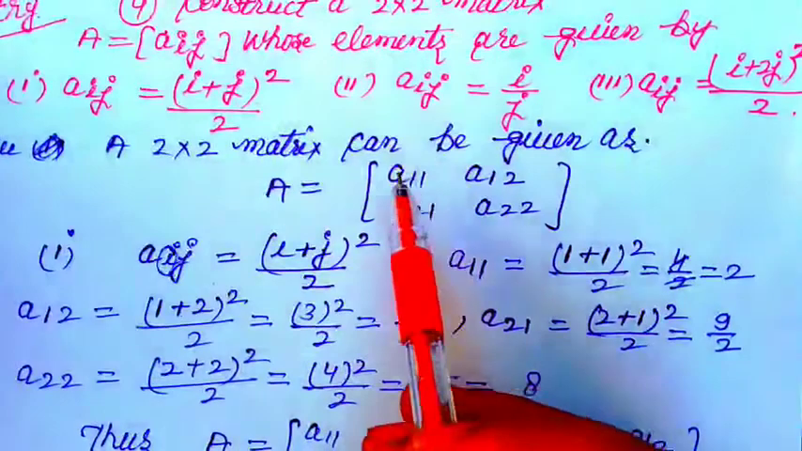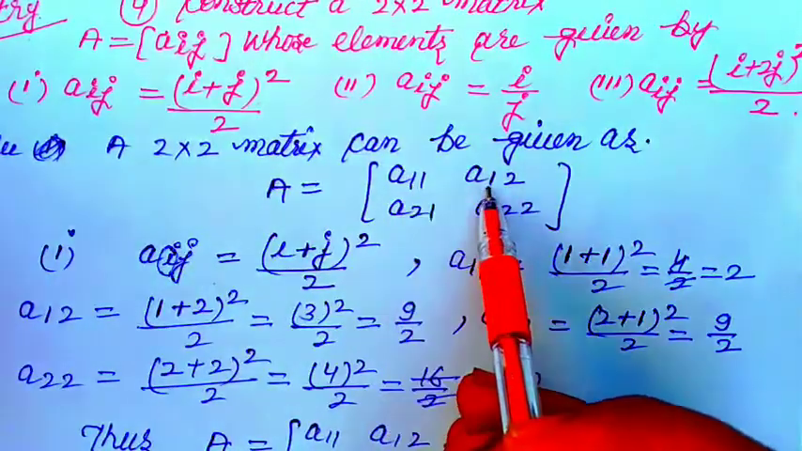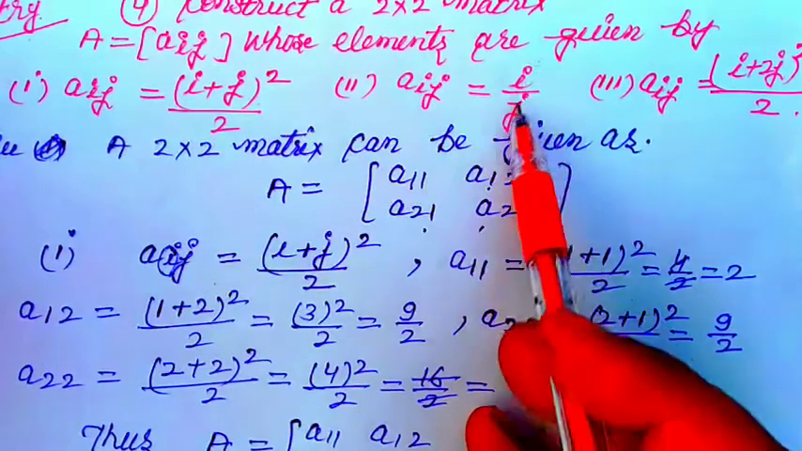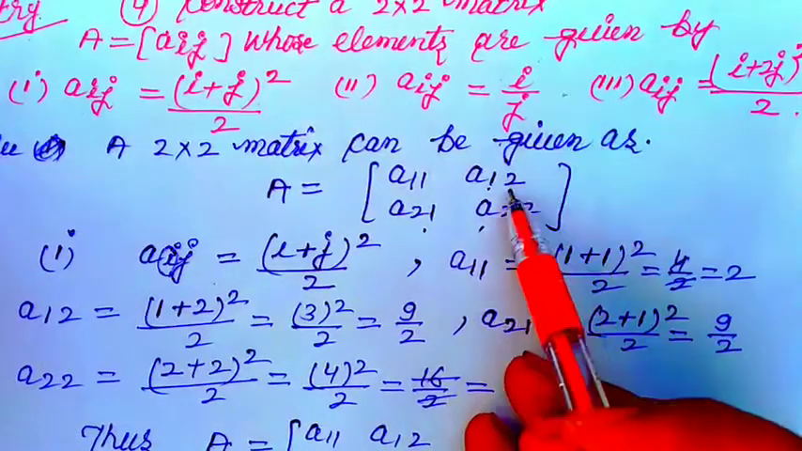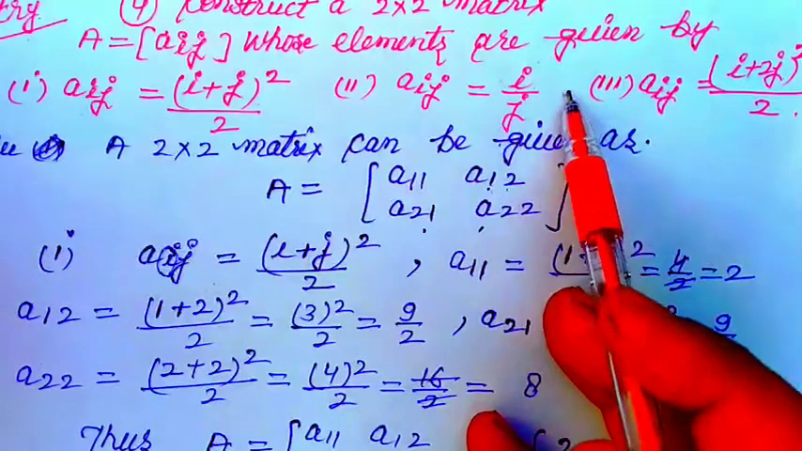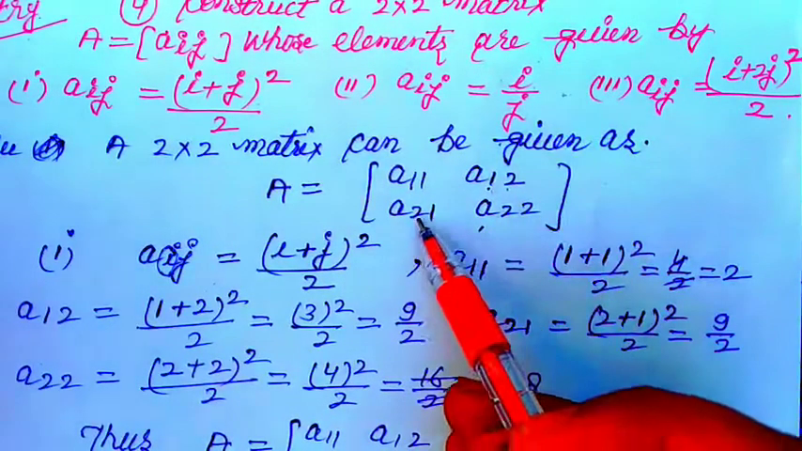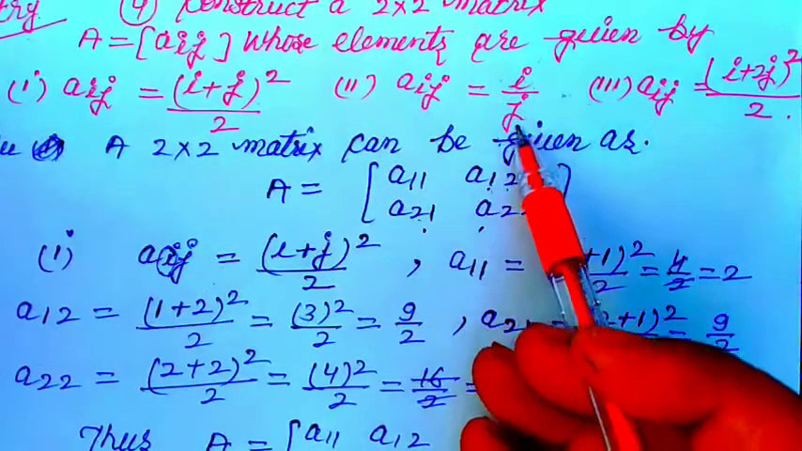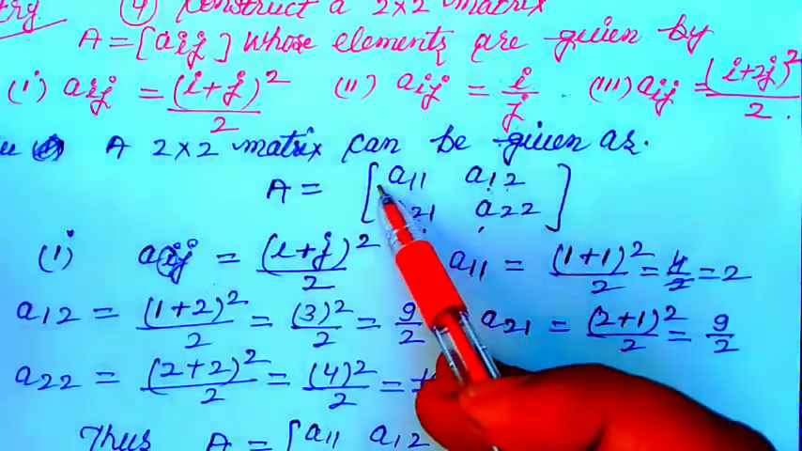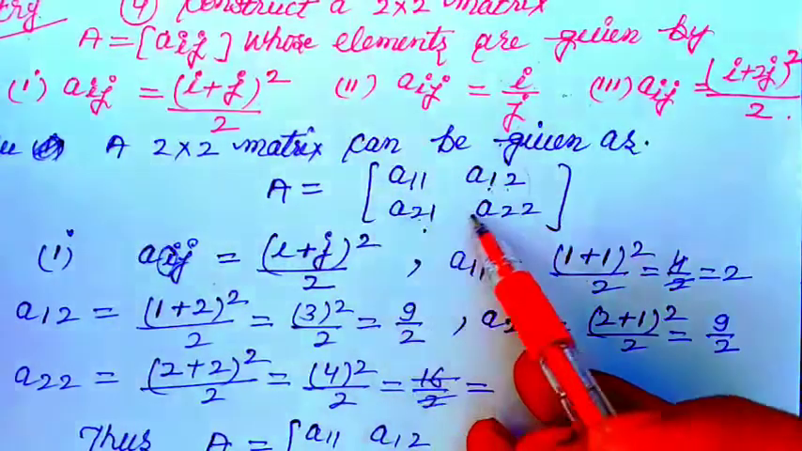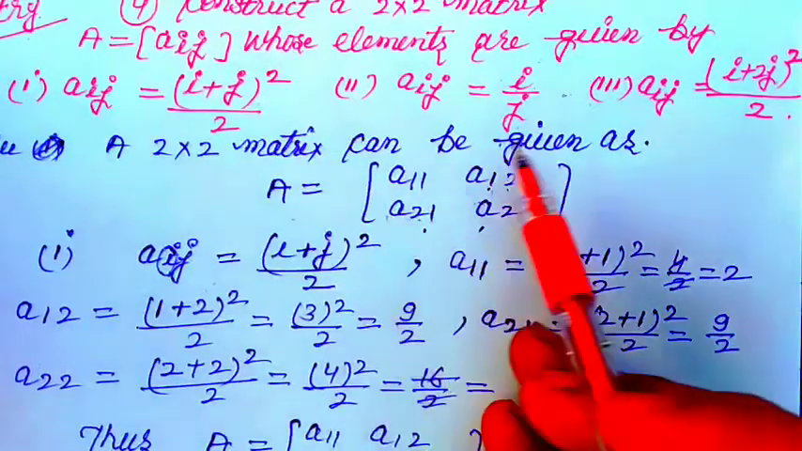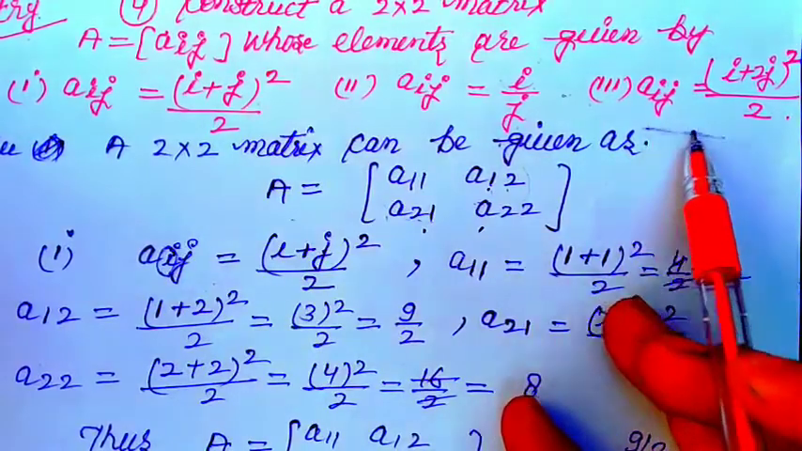In the same way, first you find A11, A12, A21, A22. So you put 1 over 1, we get 1. 1 over 2 we get 1 over 2, and 2 over 1 we get 2, and 2 over 2 we get 1 here. So you can put these in this matrix. Thereafter you get a 2 by 2 matrix. Same as you can do the third part.